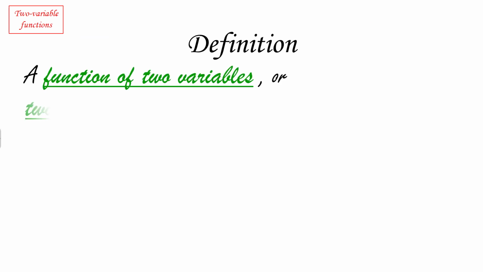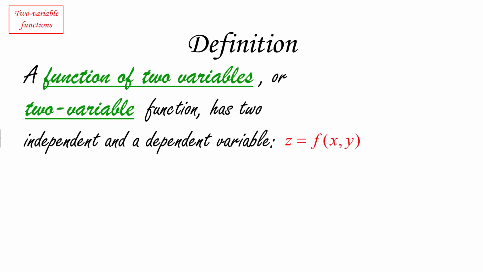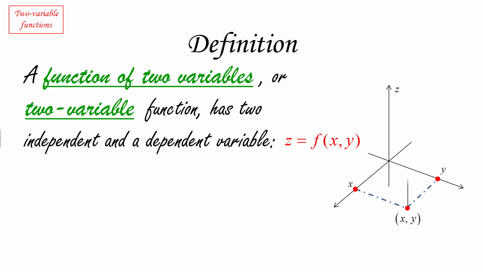A function of two variables, also called a two-variable function, has two independent and one dependent variable. So it's of the form z equal f of x and y. F still stands for function, but now we have to introduce the third variable z as the output. So we start again from a three-dimensional coordinate setup with an x, a y, and a z. And then every time we pick an x and we pick a y, that gives us a point of coordinates x and y. And once we use these coordinates in the function, that gives rise to a third point, which has z coordinate equal to f of x and y.